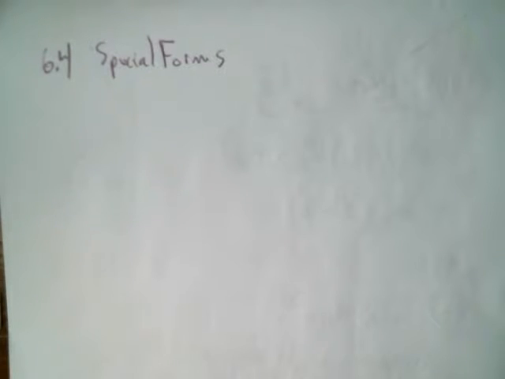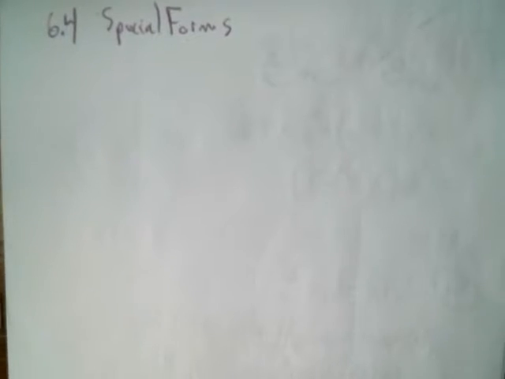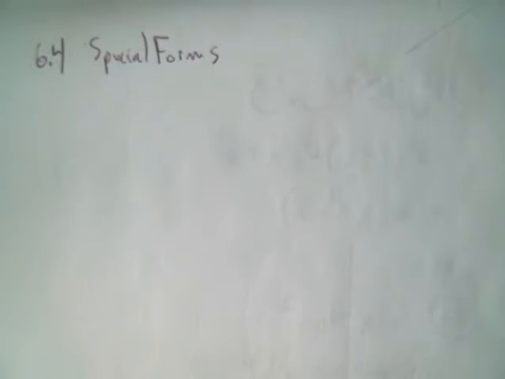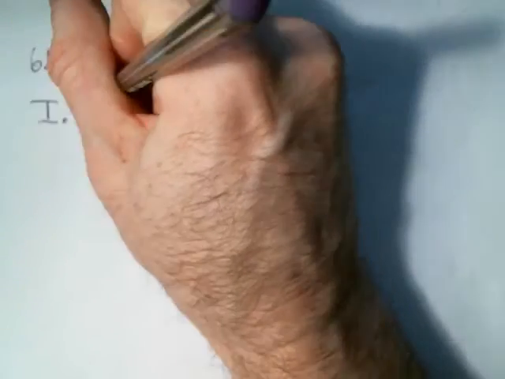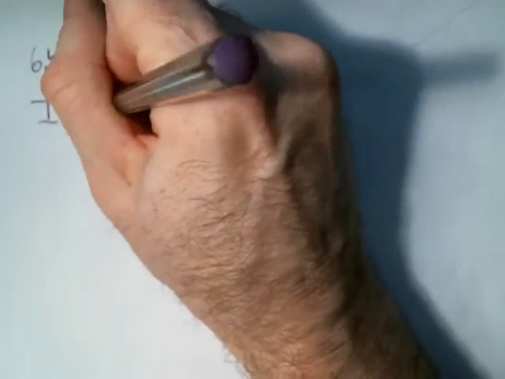Okay, welcome back. This is 6.4, factoring special forms. Okay, so let's take a look. Section 1, difference of squares.